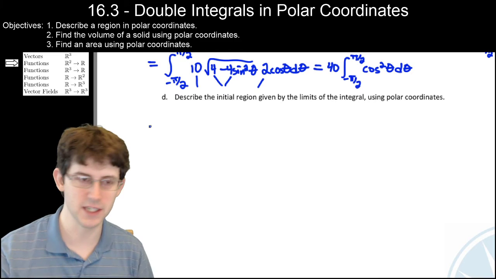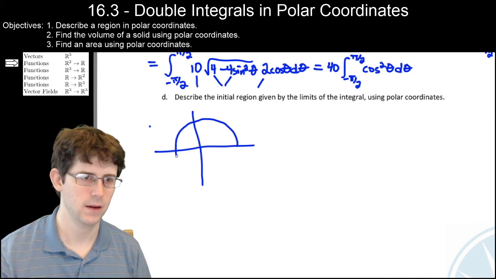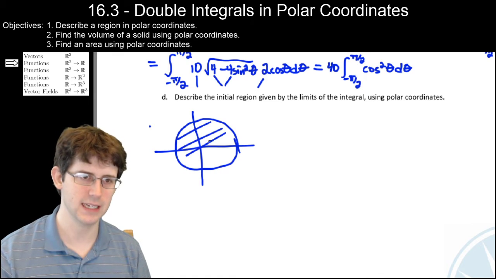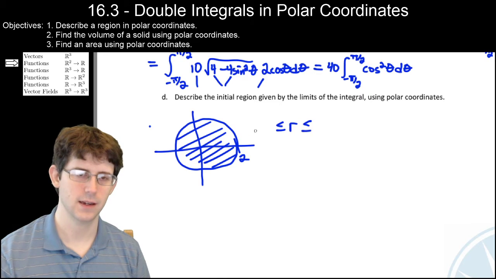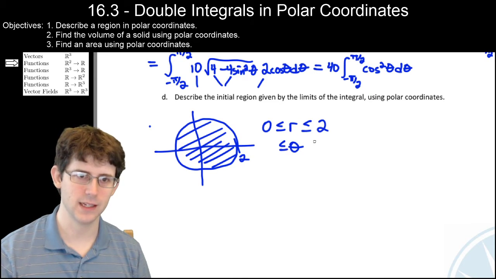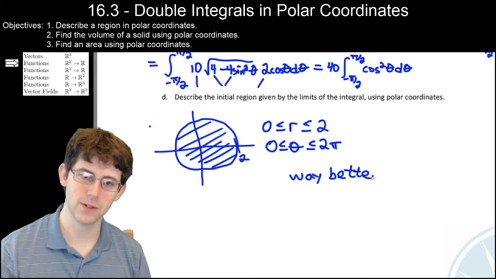So let's look at the region again. The region in the base was just a disk with radius 2. And the bounds in polar coordinates are, well, what are the r bounds? The r bounds go from 0 to 2. And what are the theta bounds? Well, it goes all the way around, so the theta bounds go from 0 to 2 pi. So this seems way better. There's not going to be any weird square roots.